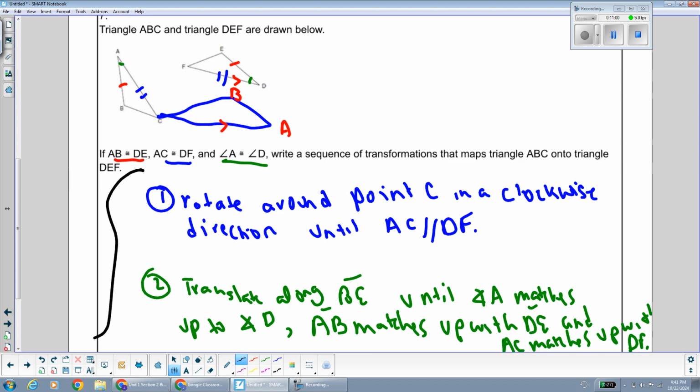Alternatively, so this is one way. The second way you could have done it, I'm not going to write it down. You could have translated along CF and then rotated around point F until the stuff matches up. Doesn't matter, as long as you fully describe your transformation. For rotation, you do need three things. You need the point you're rotating around, the direction, and when to stop.